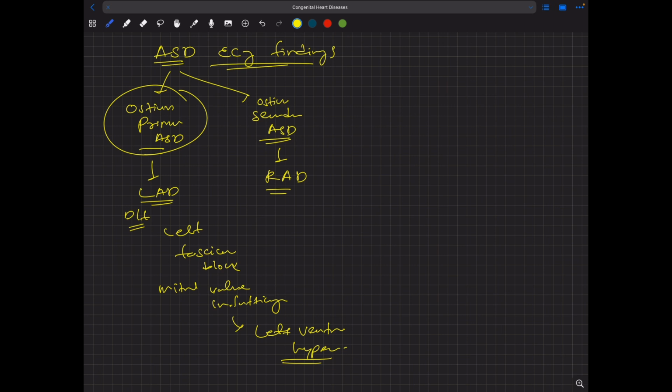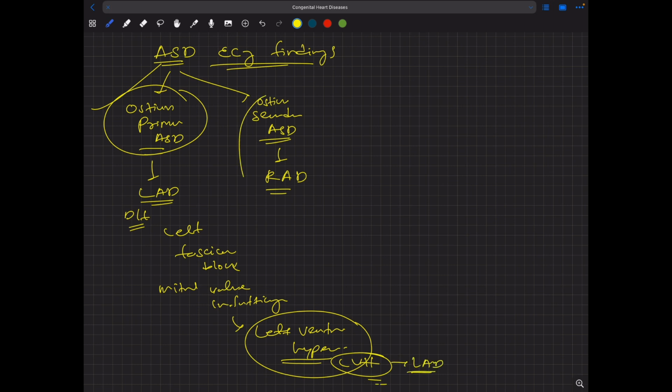So the lower part of the interatrial septum is connected with the endocardial cushions, and endocardial cushion forms the valves. So in case of ostium primum type of ASD, it is most commonly associated with valve defect, most commonly mitral valve defect. So if the mitral valve is defective, then in the left ventricle there will be chronic volume overload. So left ventricular volume overload will lead to LVH.